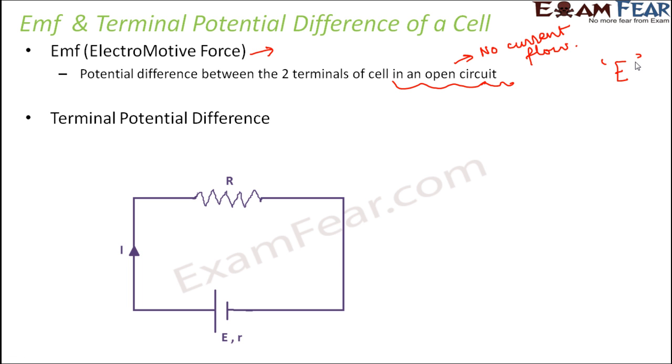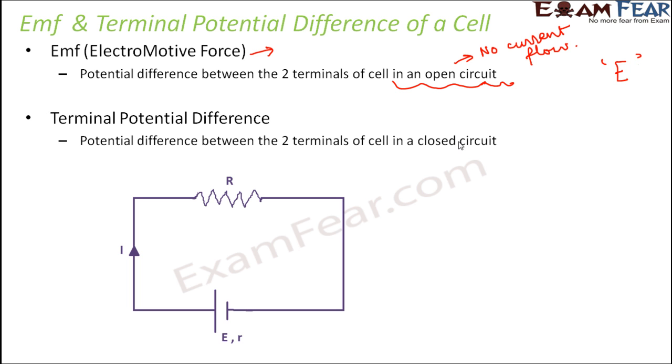But what is terminal potential difference? Terminal potential difference is the potential difference between two terminals of the cell in a closed circuit when there is current flowing in the circuit. And terminal potential difference is generally denoted by a capital V. Now, why is there a difference? Why does the potential difference between the two terminals of the cell change in an open circuit compared to a closed circuit? That's because when a current starts to flow in the circuit, there is some amount of voltage drop across the resistances. And as a result, the potential difference between the two terminals of the cell reduces.